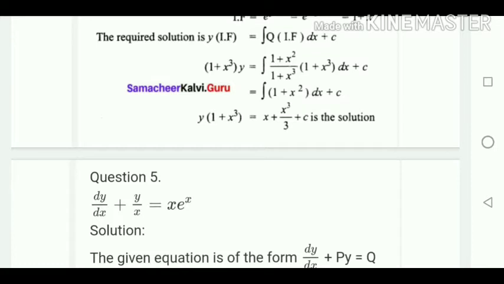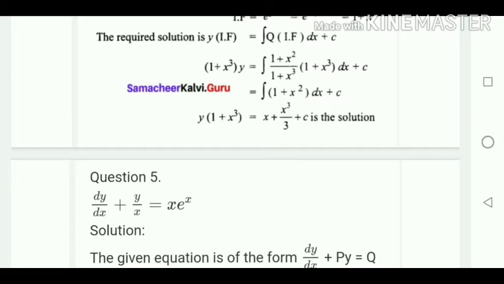Here 1 plus x cube and 1 plus x cube is cancelled. Listen, here the constant c is added only after integration. Don't write plus c here. After integration only we add plus c. So therefore it becomes 1 plus x cube and 1 plus x cube cancel.